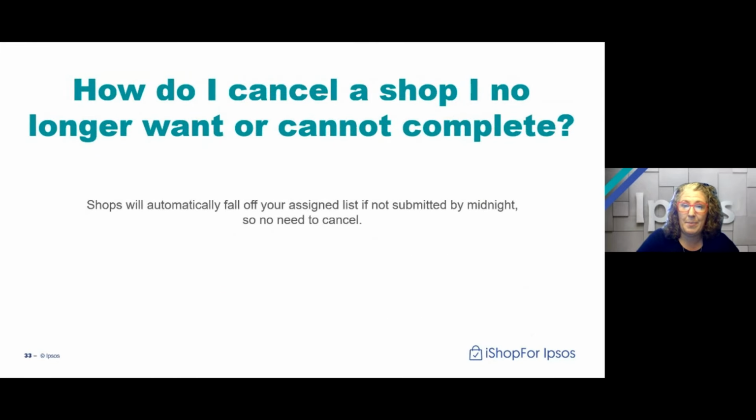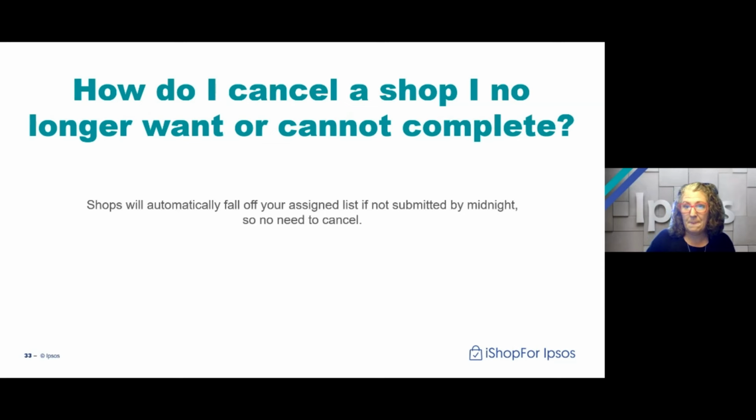How can I cancel a shop I no longer want or cannot complete? So, couple of things here. By and large, there's a lot of automation that happens in Sassie. So if your shop is due in the next couple of days and you can't go, it's going to fall off your account automatically at midnight on the day of your shop. So if you pick July 15th and you don't go on July 15th at midnight, it falls off and it goes back on the job board for everybody else. This is an automated process, so there is no need to cancel.